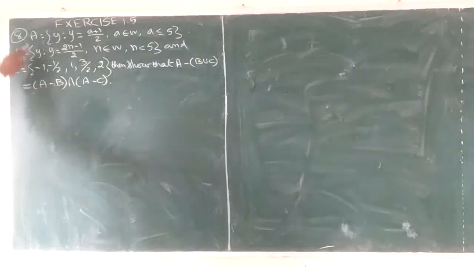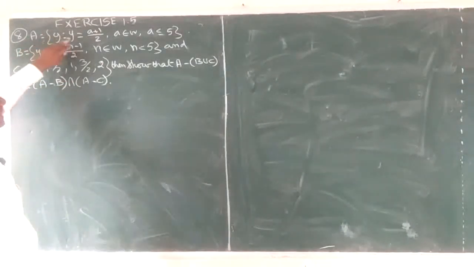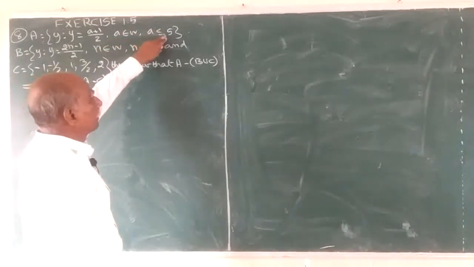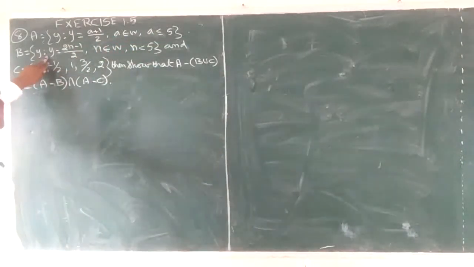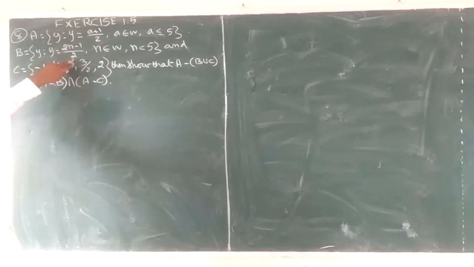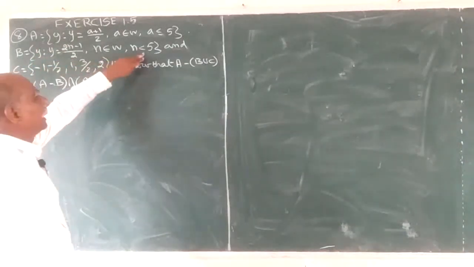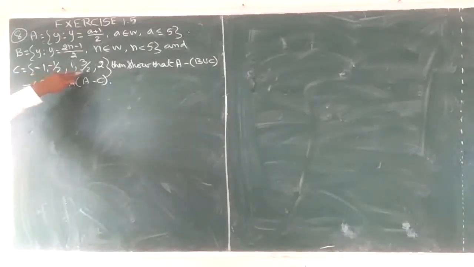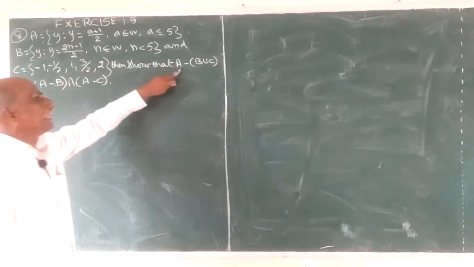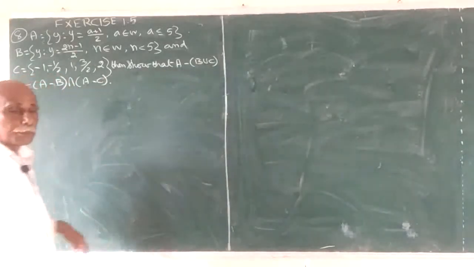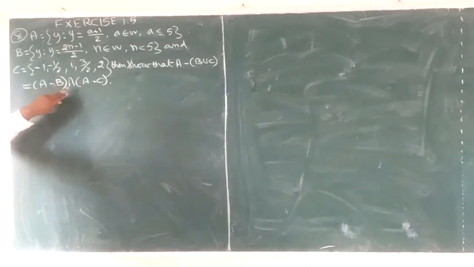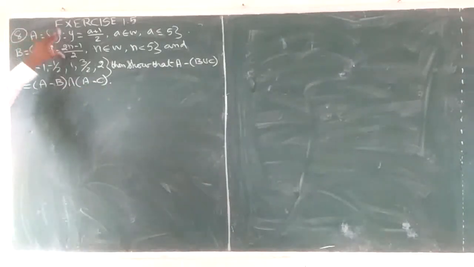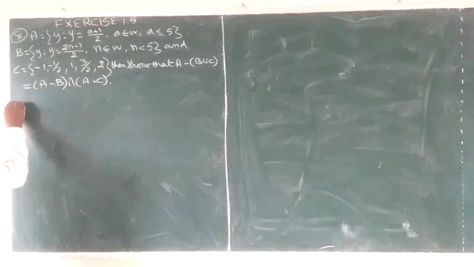A equals the set of y such that y equals (a plus 1) by 2, a belongs to W, a less than or equal to 5. B is y equals (2n minus 1) by 2, n belongs to W, n less than 5. C is the set -1 by 2, 1, 3 by 2, 2. You have to show that A difference B union C equals A difference B intersection A difference C. Here A and B are not given openly, so you have to find out A first.